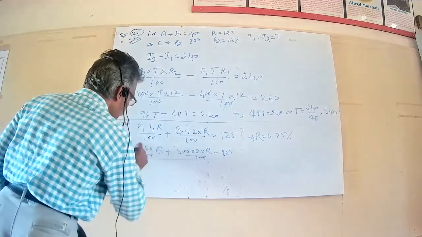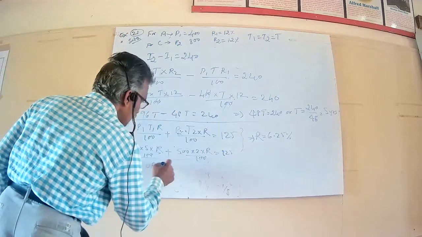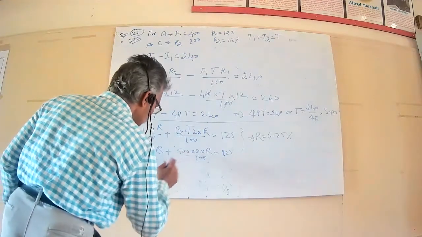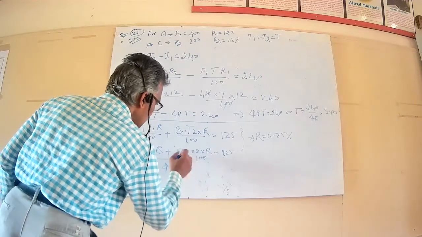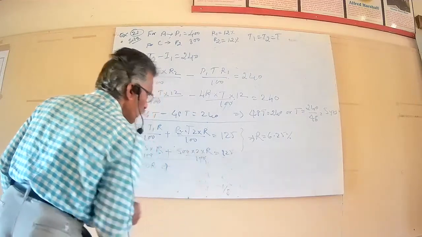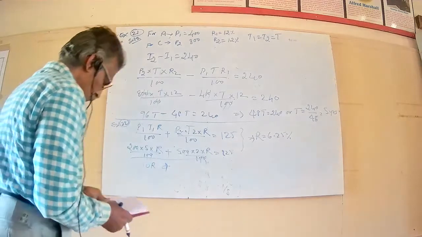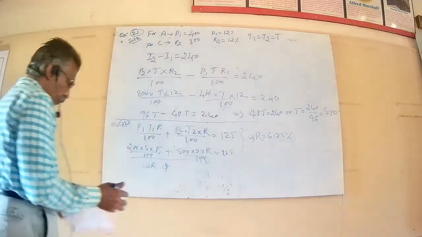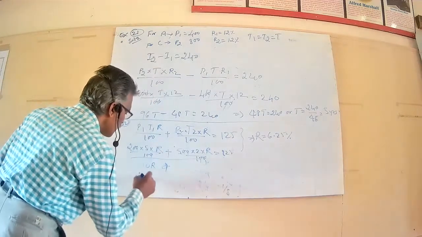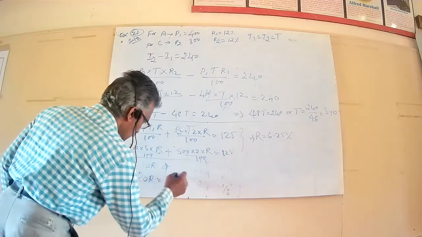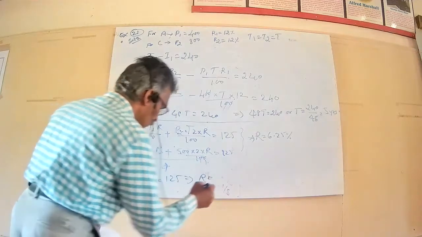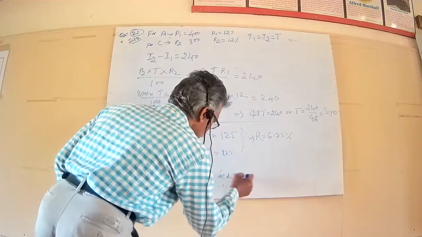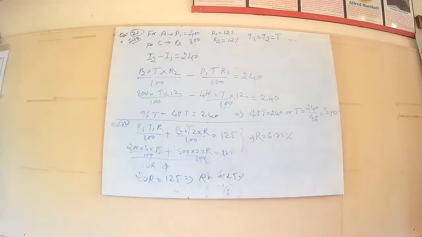The 2 cancels here and we get 10R. Then 10R plus 10R, so 20R equals 125. Now 20R equals 125, which implies R equals 6.25%. Work at home.